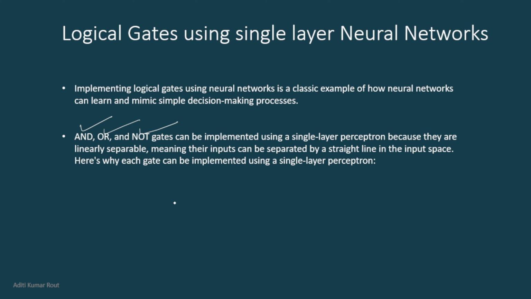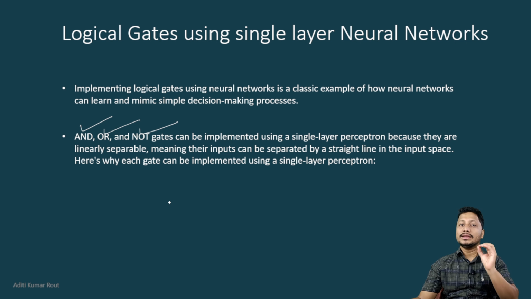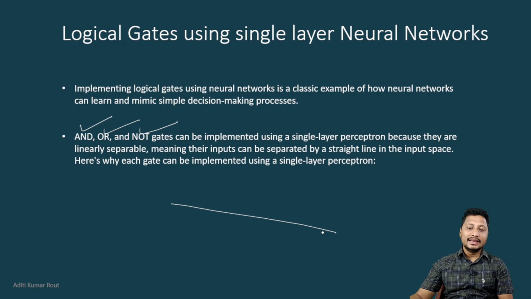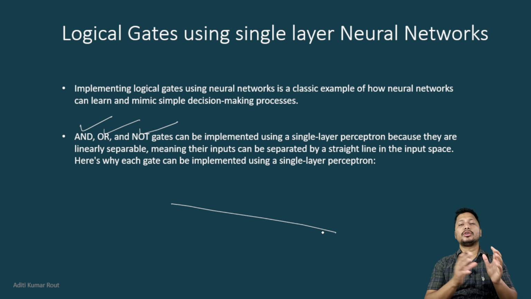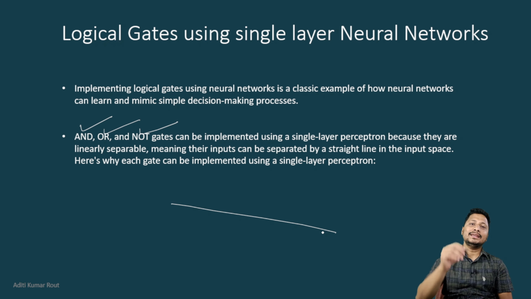Why can we only implement the AND gate, OR gate and NOT gate using a single layer perceptron or single layer neural network? Because whatever input space, meaning input combinations, we have in case of these three gates, we can separate it using a straight line, a linearly separable input space. We can easily separate it using a linear plane.